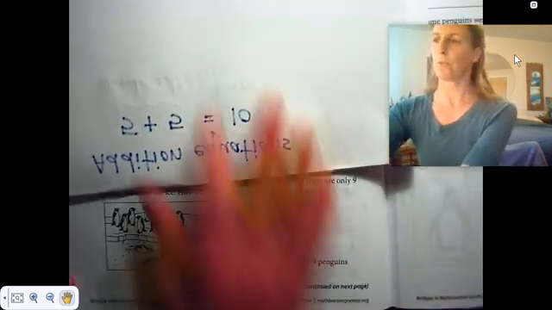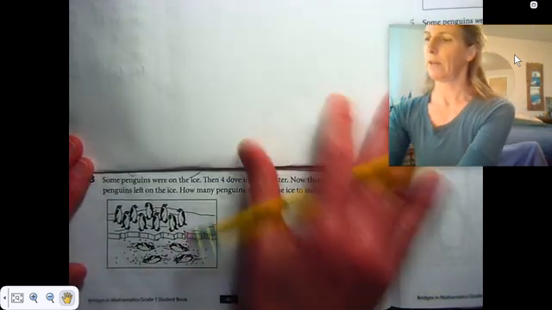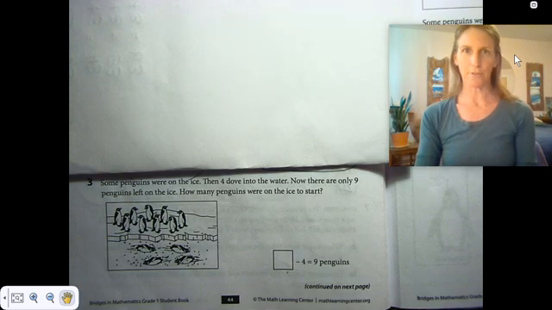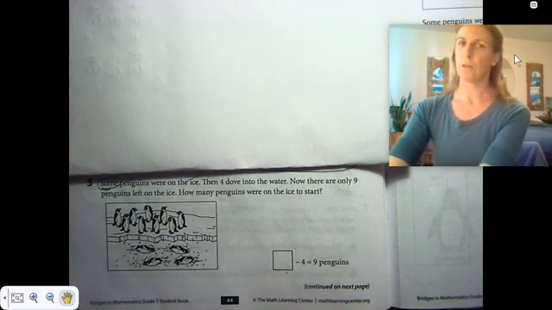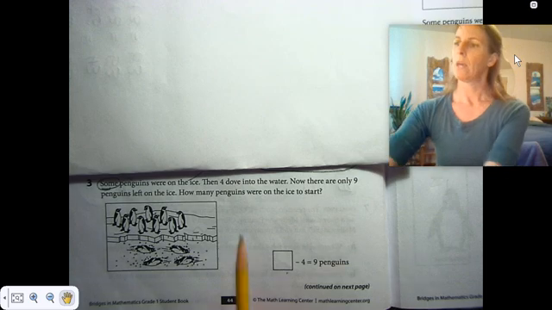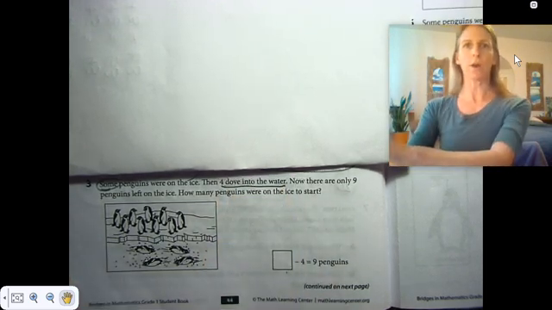Okay, number 3. Here we go. How are you going to solve this problem? Some penguins were on the ice. Okay. Then 4 dove in the water.